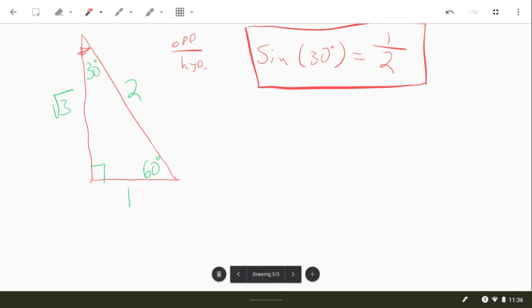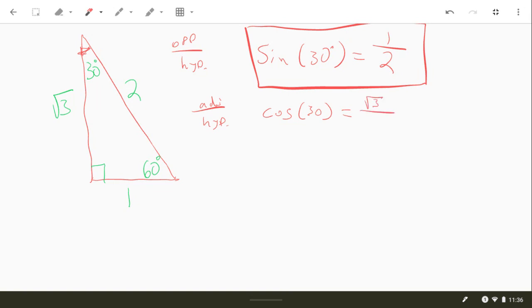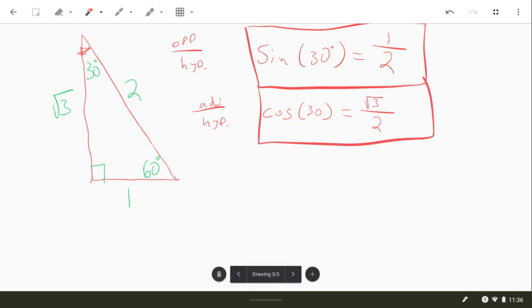Let's look at cosine of 30. So you'd be doing adjacent over the hypotenuse. Adjacent is going to be this root 3 leg over the hypotenuse, which is 2. Got it. Let's do the 60 degrees.